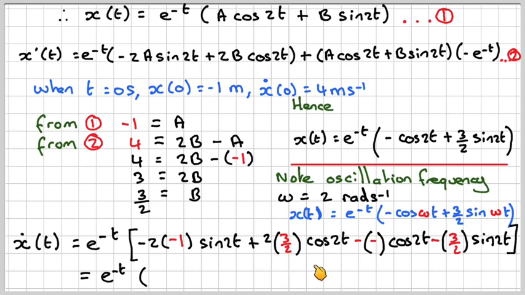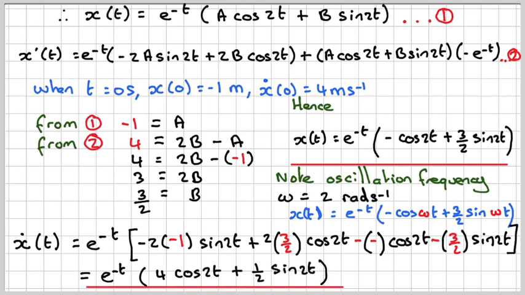Right, summing this up, we're going to have e to the minus t of the coses. We're just going to have 3 plus 1, which is 4 cos 2t. And then for the sines, we're going to have 2 minus 3 over 2, which is a half sine 2t. So that will give me the equation of motion for velocity.